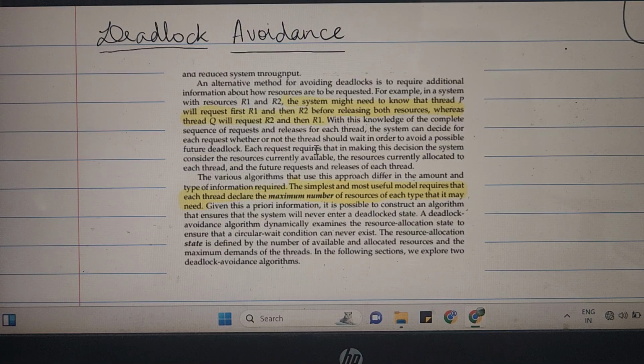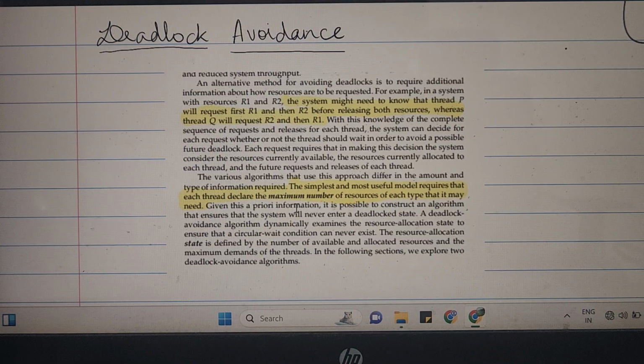Now such information might not always be easy or possible to obtain, which is why sometimes avoidance mechanisms do not work. So in that case, you have to fall back on detection and recovery. But in any case, sometimes it is possible to come up with an avoidance algorithm provided you have some information like this. So of course there are multiple algorithms which have multiple requirements. So some algorithms require that you know how many instances of a resource a process is going to ask for. Some algorithms need to know the exact order in which it is going to ask for resources, all of that.